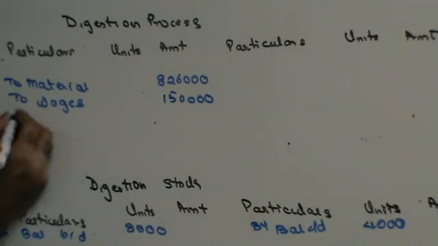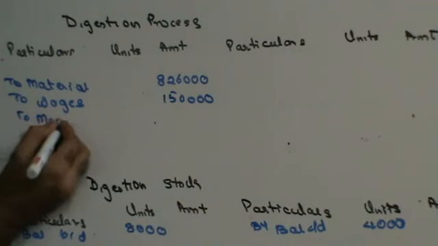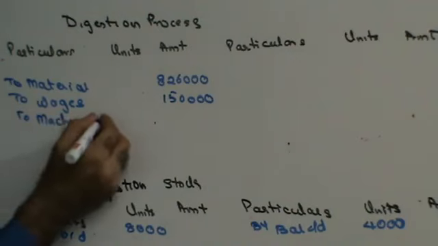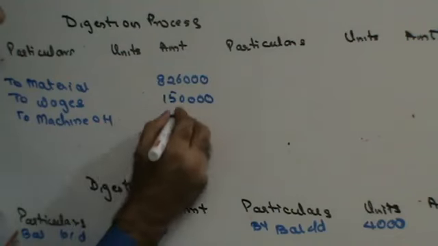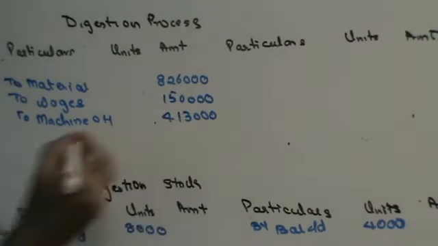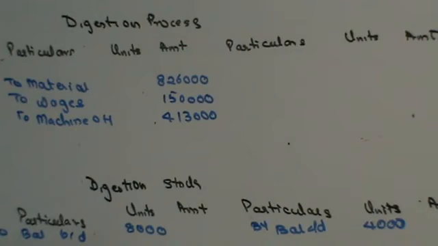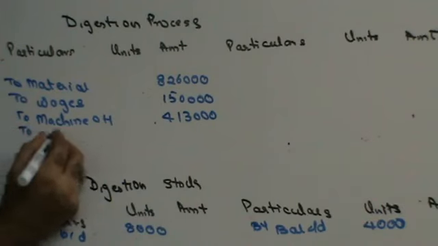Then to machine overheads. Machine overheads is given to you as 50% of process material. Right? My process material is 8,26,000. 50% of that will be 4,13,000. Right? Then to other manufacturing overheads, to other overheads.